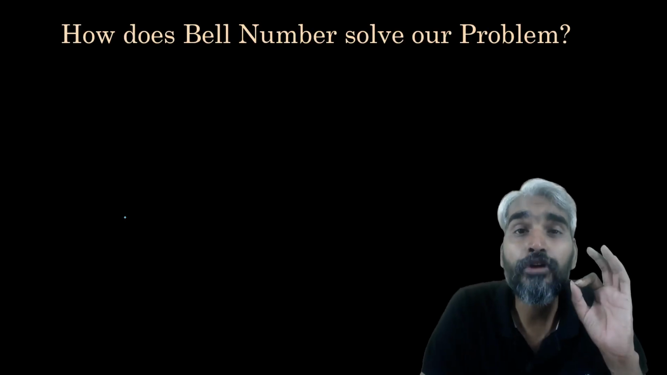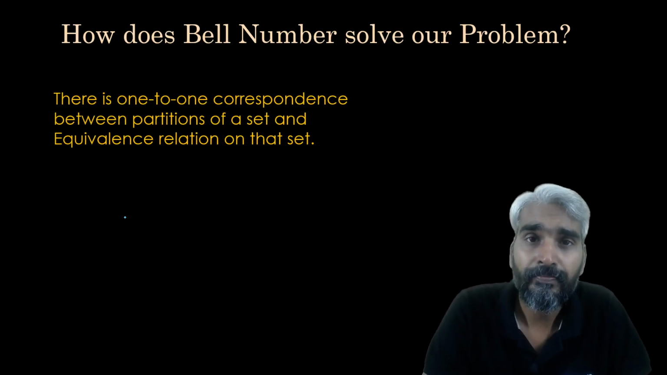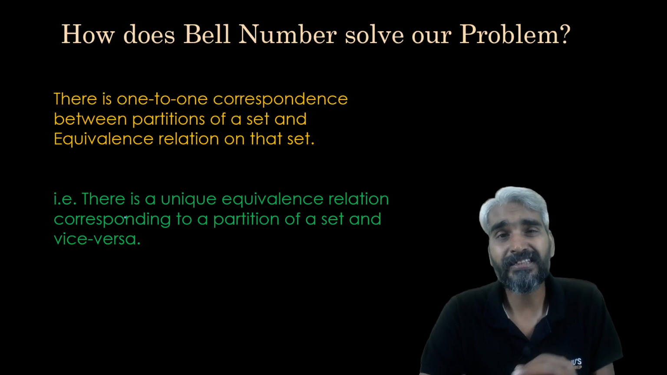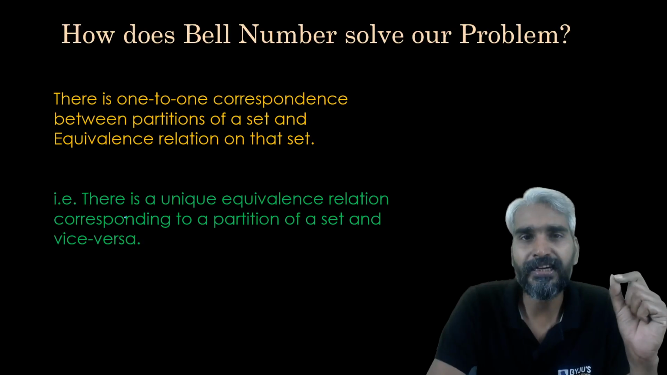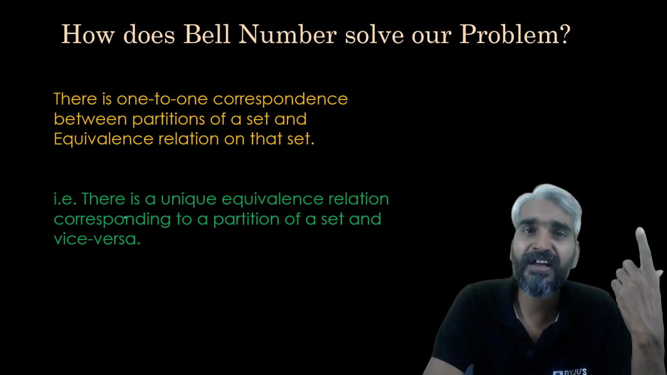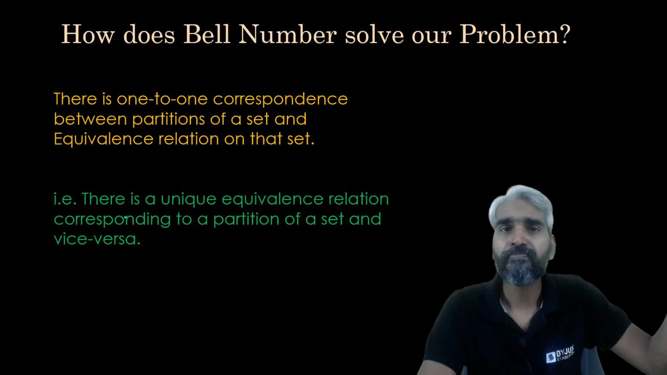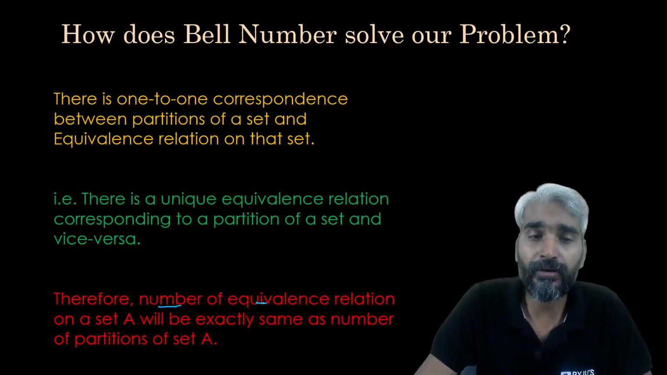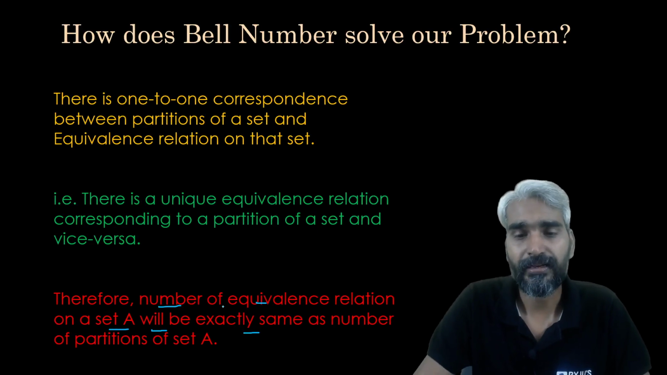Now how does the Bell number solve our problem? The idea is, there is a one-to-one correspondence between partitions of a set and equivalence relations on that set. That means there will be a unique equivalence relation corresponding to a partition of a set. So if there are X partitions of a set, then corresponding to every partition there will be a unique relation, so there will be exactly X equivalence relations on that set. Therefore, the number of equivalence relations on a set A will be exactly the same as the number of partitions of set A. Clear? So this solves our problem.